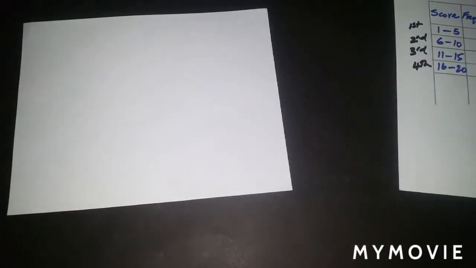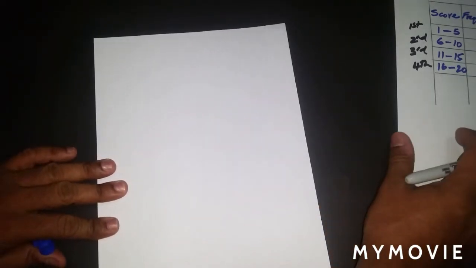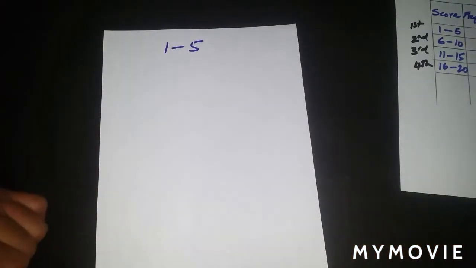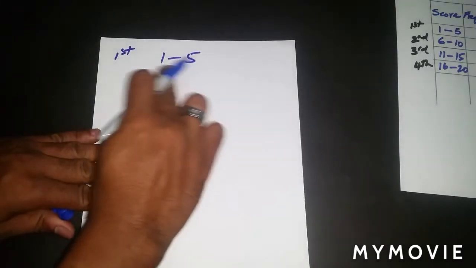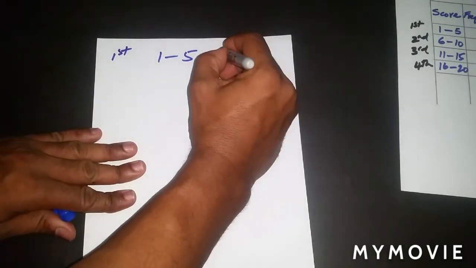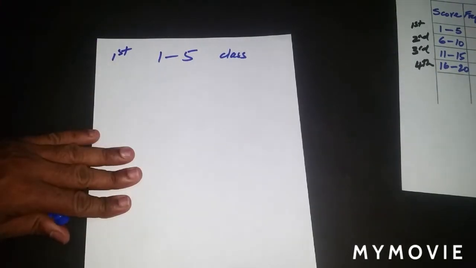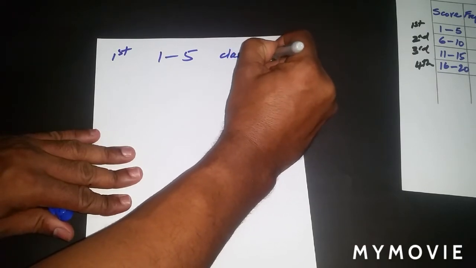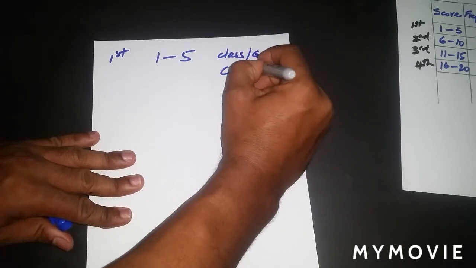Okay, so the first class that we have there is 1 to 5, and this is our first class. Now we have used the terminology class to describe these. Now you can call it a class, you can call it a group, or you can call it a class interval.